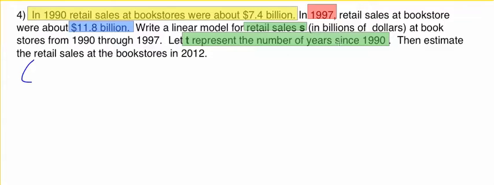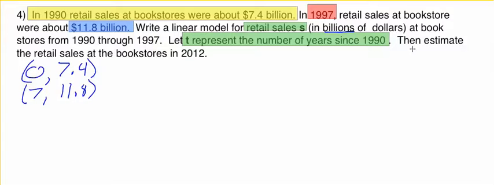So 1990, that's when T is 0, so time since 1990. So 0, 7.4, because we want it in billions. And the other one would be, let's see here, what does it say? 1997, so that's 7 and 11.8. So it says, write a linear model.